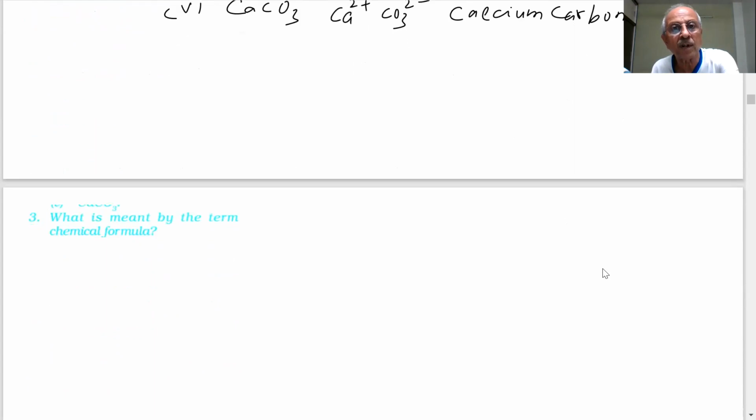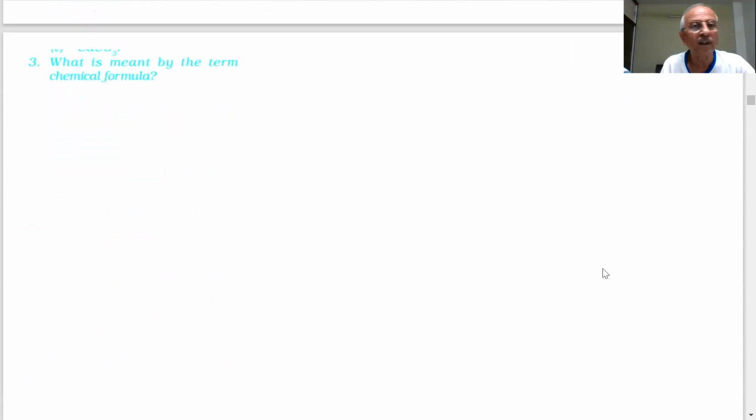Okay, proceed further, students. Another question is asked in the NCERT book: what is meant by the term chemical formula? What answer will you give? What is a chemical formula, students? When I say CaCO3 is a chemical formula, you are saying this is the chemical formula of calcium carbonate. If I say water, you are saying the chemical formula of water is H2O. Is it right? Yes, sir.